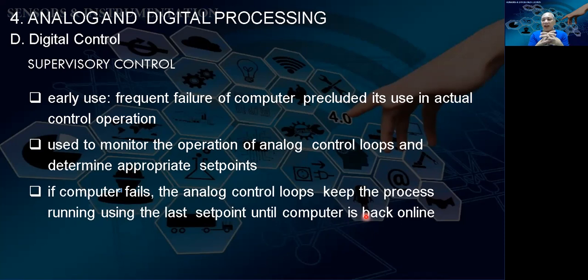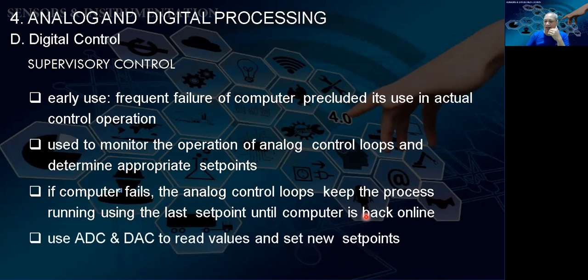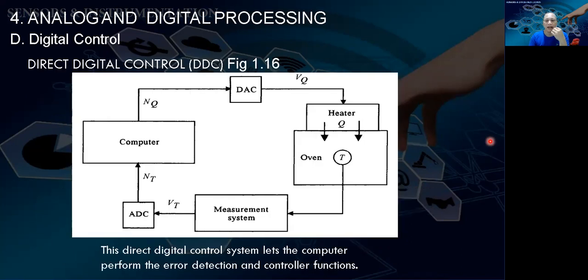So if the computer fails, the analog control is still running. That's the idea of that point also. And we use ADC and DAC to read values and set new set points. Like this, so this is now direct digital control, DDC, without the analog control.